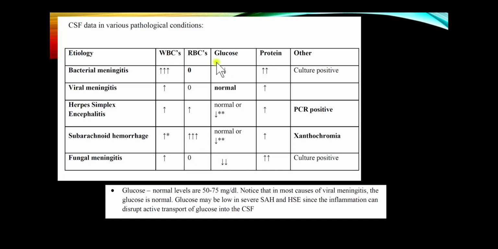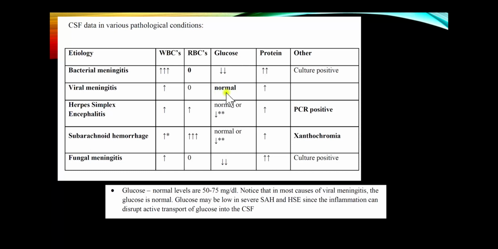Now, glucose, please highlight this. When you do a lumbar puncture, you get some things back quickly. These are the things you get back quickly: the white blood cells, red blood cells, glucose, and protein. But really, the one that is most helpful early on is the glucose. Because if someone comes in with a headache and fever and you do a lumbar puncture, most of the time that's going to be a viral meningitis.